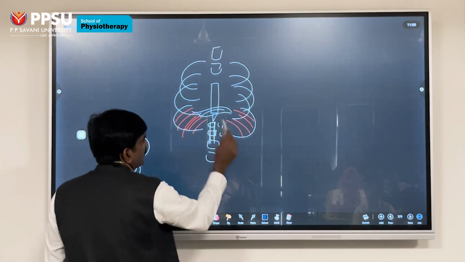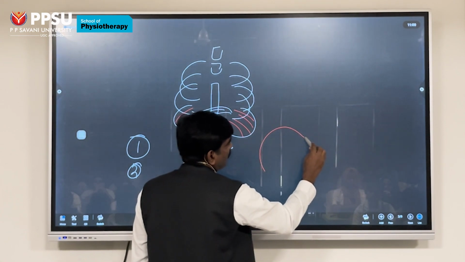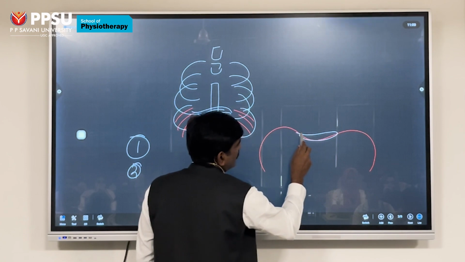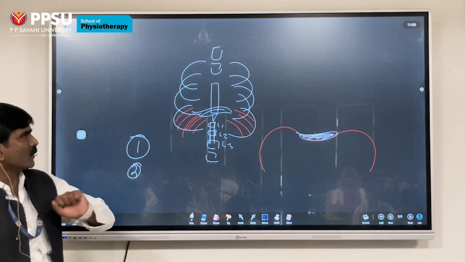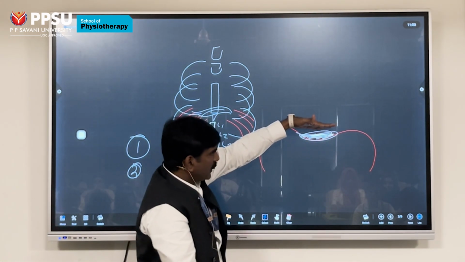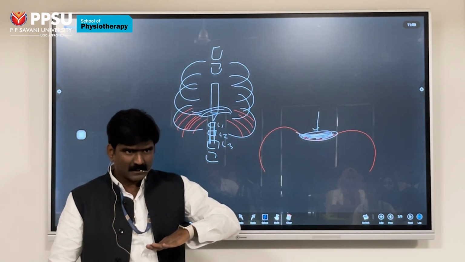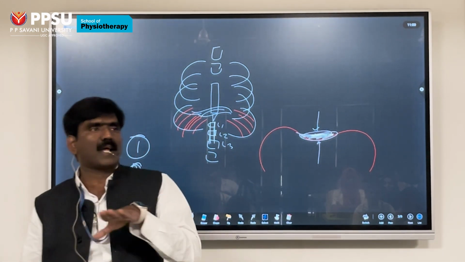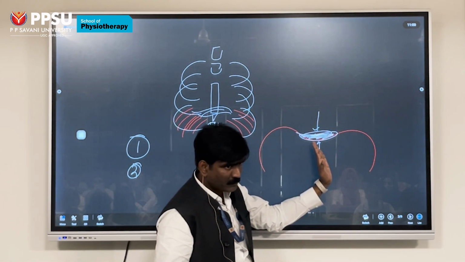So this is the central tendon. This is the right hemidiaphragm, the left hemidiaphragm, and this is the central tendon of the diaphragm. So this is the insertion of the diaphragm. The central tendon of the diaphragm forms the base of the thorax and the roof of the abdomen.